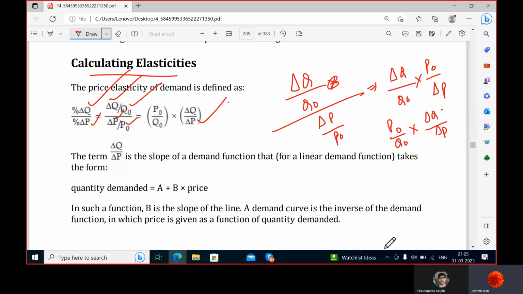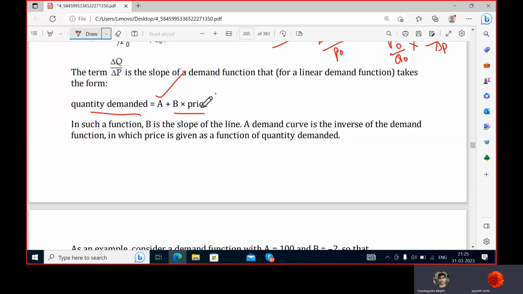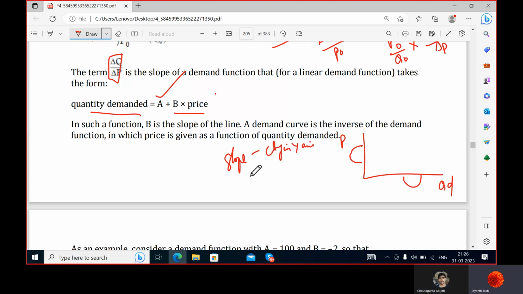Demand is nothing but A plus B into price. This is a linear demand function. The term change in quantity by change in price is the slope. When we make a demand curve, we write quantity demanded here and price here. When the price increases, there is a change in the x-axis, which leads to a change in the y-axis: the demand decreases. So what is the slope formula? Change in y-axis by change in x-axis. So change in quantity demanded divided by change in price. That's what it is.